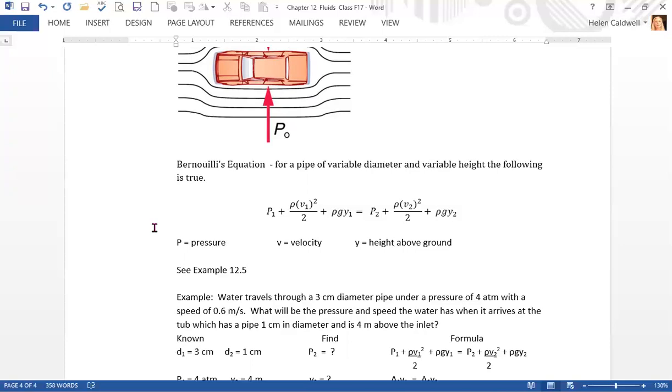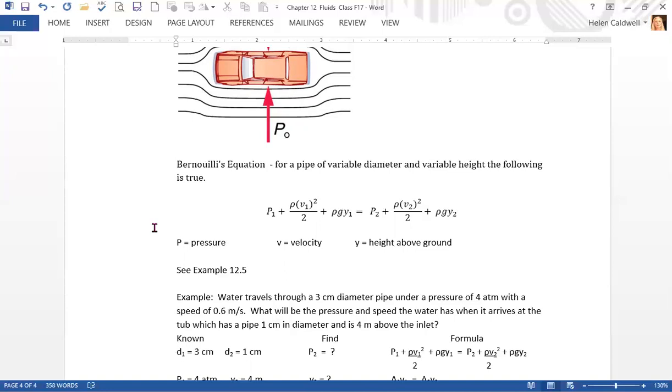We are not going to calculate with this equation. I wanted you to see it. What I think is cool about it is that rho v squared over 2 reminds me of the kinetic energy equation, m v squared over 2, and rho g y reminds me of the potential energy equation, m g y. So it's easy for me to remember.